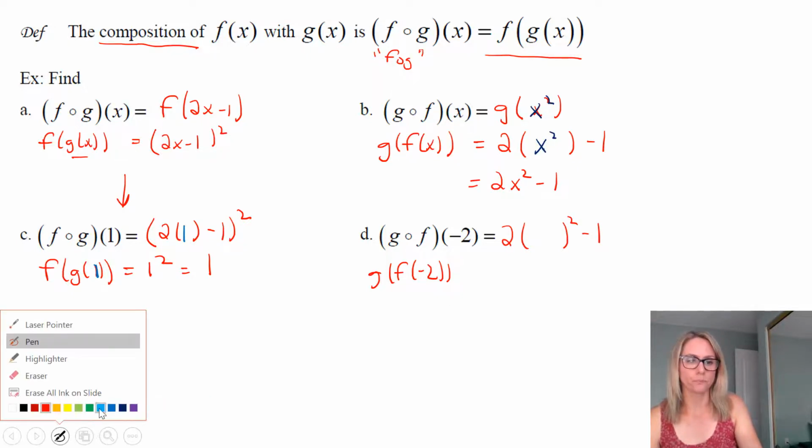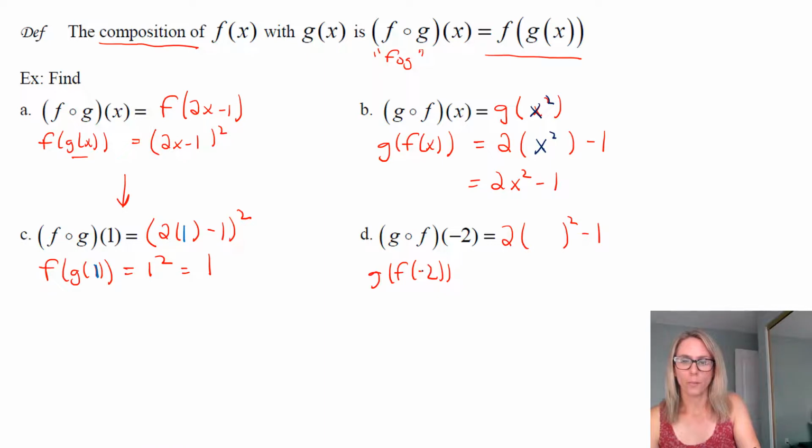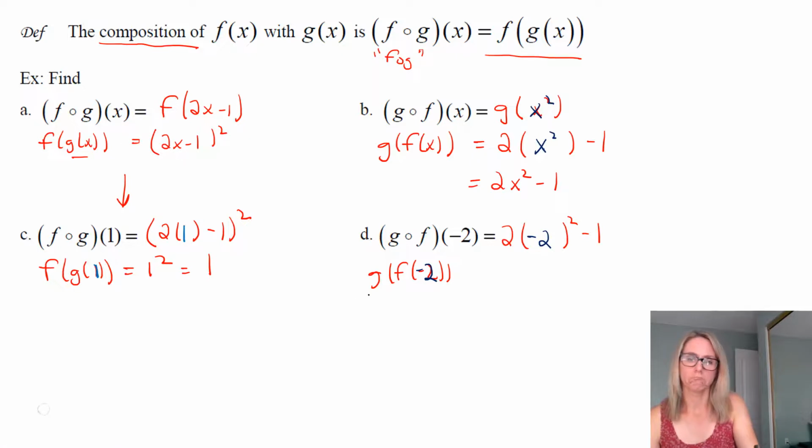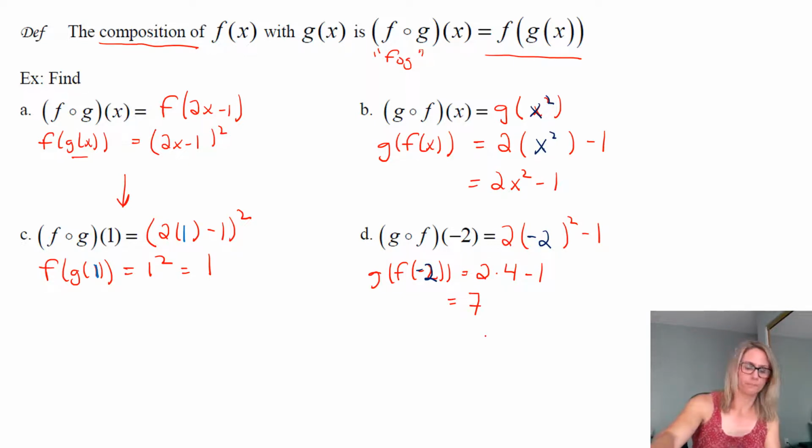That's the idea. So I'm going to make this blue so I can color code it for you there. Negative 2. And then you just evaluate. You just write it out. So go ahead and do that if you haven't already while I'm messing with my pen here. So it looks like I'll have 2 times 4 minus 1. And that's going to give me 7. And that's the answer to that.